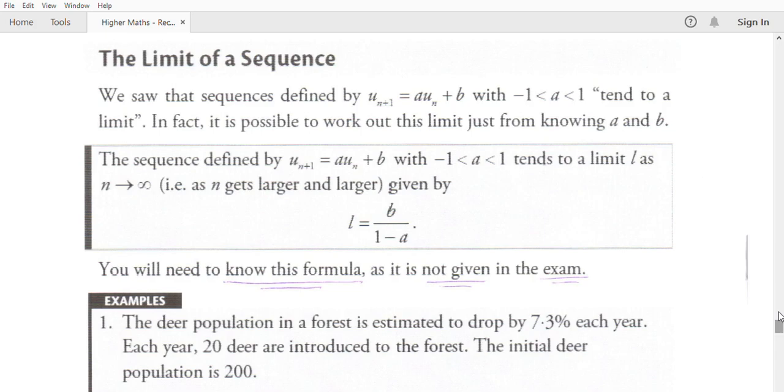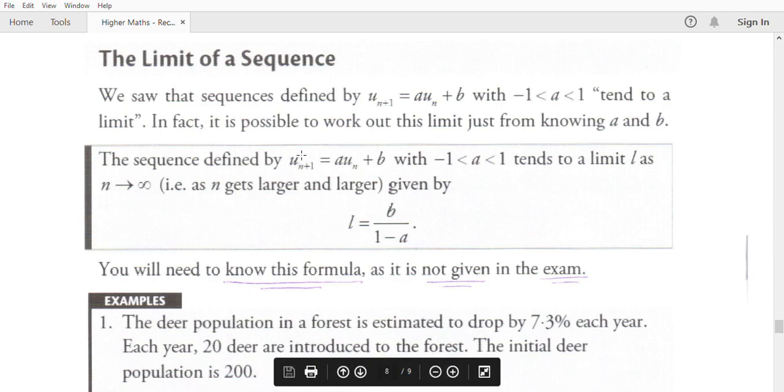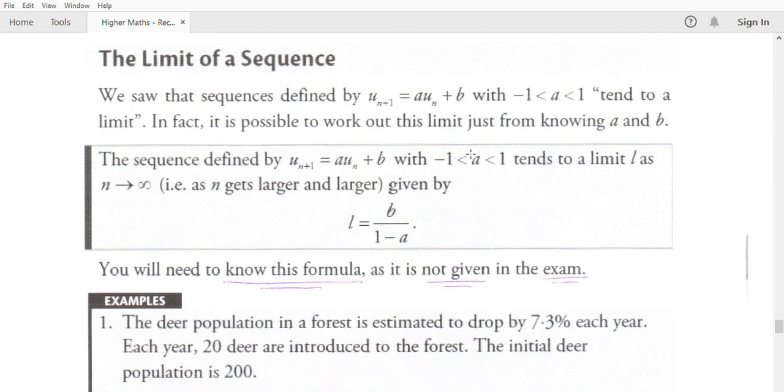So it is possible to work out this limit as well. The sequence defined by u_{n+1} = a·u_n + b, with a larger than -1 but smaller than 1, tends to a limit L as n tends towards infinity, i.e. as n gets larger and larger. We noticed in the question from a few pages before with the limit of 10, we didn't need to press the equals button on a calculator an infinite amount of times to get it to 10. So this just basically means as n becomes larger and larger.